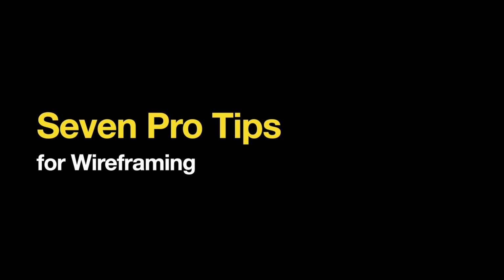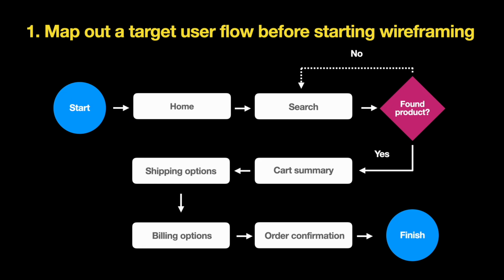Now let's talk about pro tips that will help you make the most of wireframing. Before starting wireframing, you need to have a clear idea of how many screens you will need to design and how users will interact with them. It's much easier to get this understanding when you have a user flow that you can use as a reference. It's possible to visualize the flow using basic objects such as boxes and arrows.